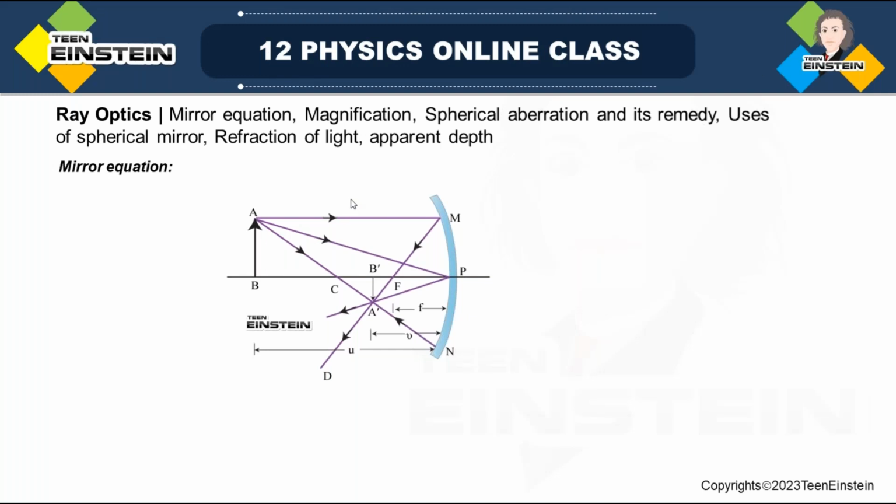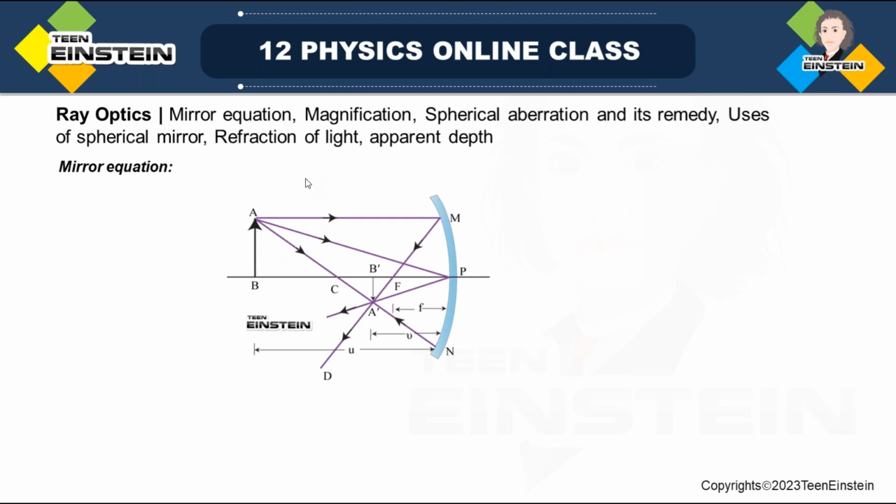So we have been discussing ray optics, and we have already discussed what spherical mirrors are and the basic laws of reflection, which are valid for plane mirrors as well as curved mirrors. And also we have seen how images are formed in convex and concave mirrors.